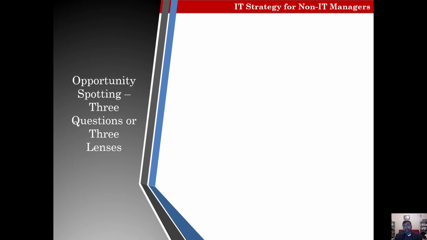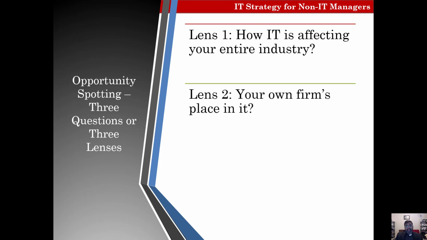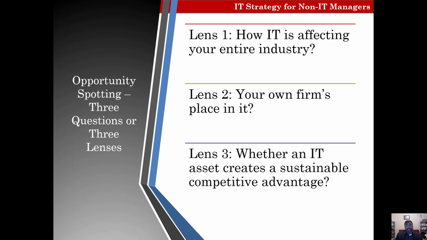Remember, we are in an epoch of abundance, and so we are inundated with data, and it's very important for us to figure out what information actually should be managed. So we are going to look at the three questions we need to use for spotting opportunity, or the three lenses. The first lens is how information technology is affecting your entire industry. The second lens is your firm's place in it. And the last one is whether an IT asset creates sustainable competitive advantage.